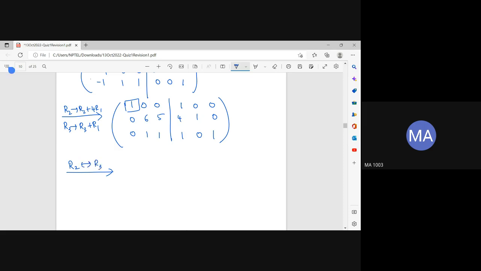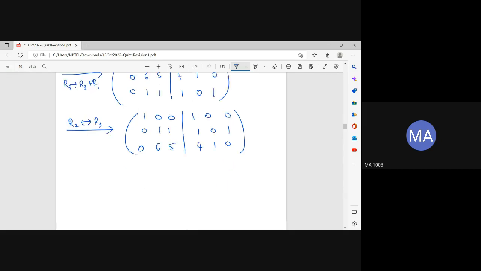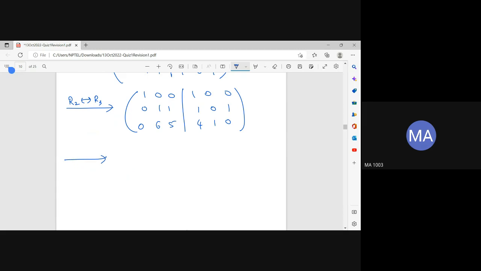R2 you interchange with R3. 1 0 0 1 0 0, 0 1 1 1 0 1, 0 6 5 4 1 5. Ma'am, in this case, I think the inverse is not exactly the inverse of the base matrix. No, you will get the same. I'll show you.